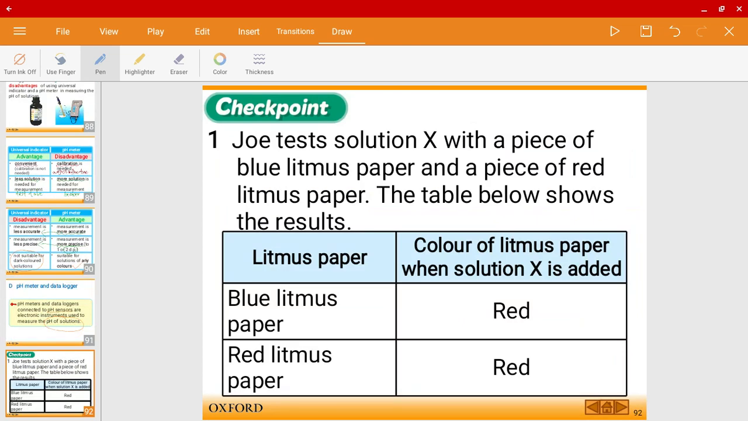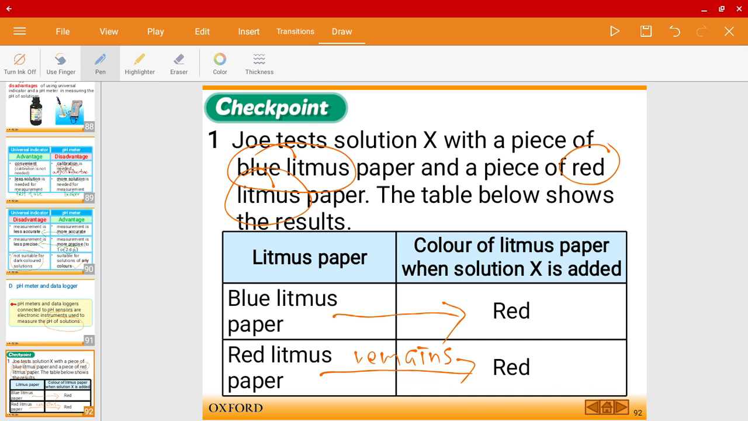All right, let's do some checkpoint questions. Question 1. Joe tests solution X with a piece of blue litmus paper and a piece of red litmus paper. So blue litmus and red litmus. We've talked about it a couple of videos back. The table below shows the results. So blue litmus paper, the color turns red, while for a red litmus paper, the color remains red.